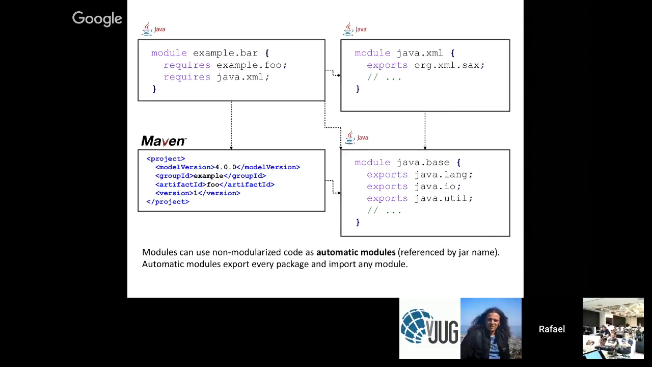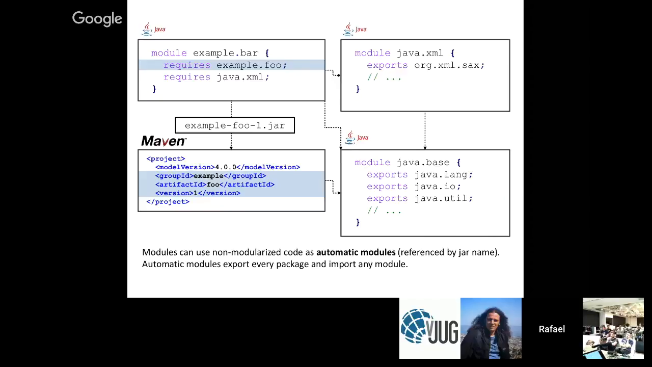What the JVM does is derive the module name from the jar file. Maven has this convention where any jar is called groupId-artifactId-version.jar. The version part is stripped away by the JVM, and the dash is replaced by a dot. So this module will automatically be named example.foo. And that way you can require it as an automatic module.